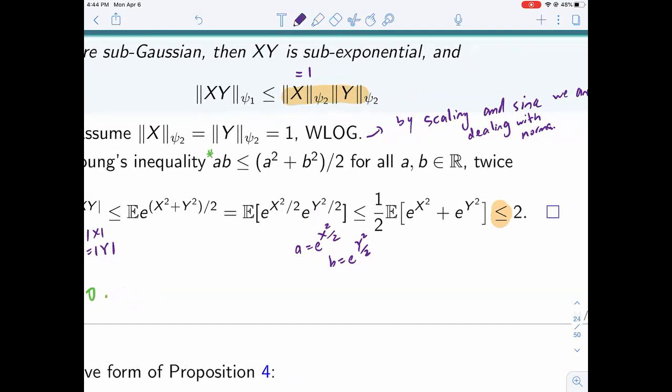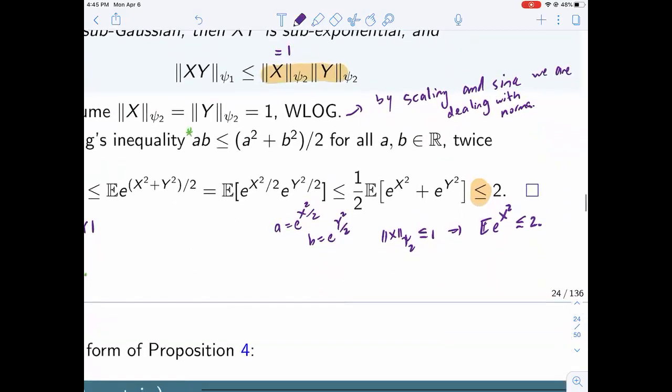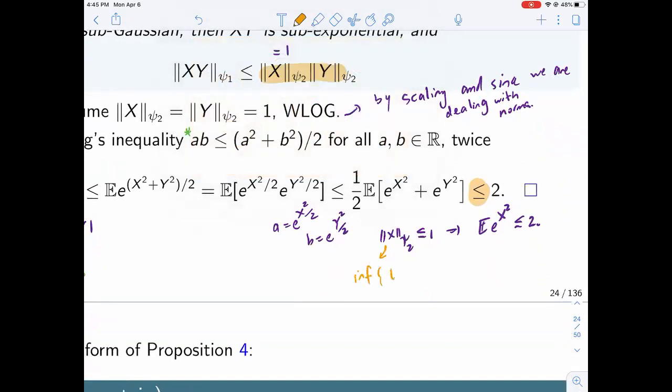The psi 2 norm of x being less than 1 implies that the expectation of e to the x squared is less than 2. Because this guy is the infimum over all t such that the expectation of e to the x squared over t squared is less than or equal to 2. When the infimum is less than 1, what does it mean? It means that anything above it satisfies it. In particular, 1 satisfies it. So I can take t to be anything bigger than or equal to 1, and I would still satisfy this.